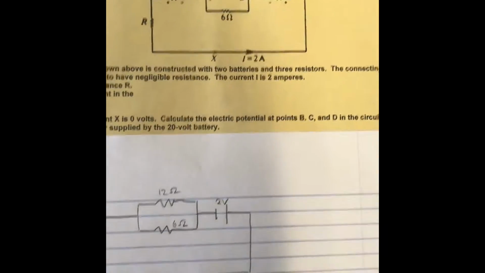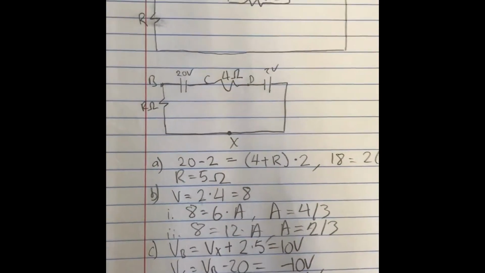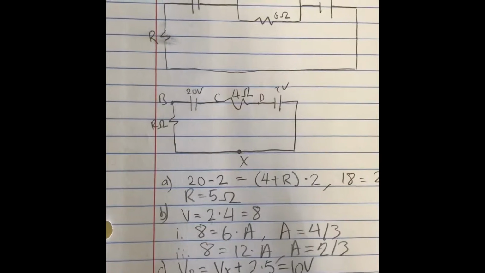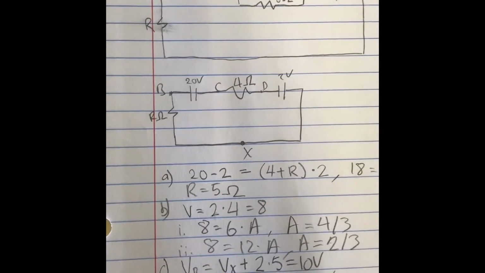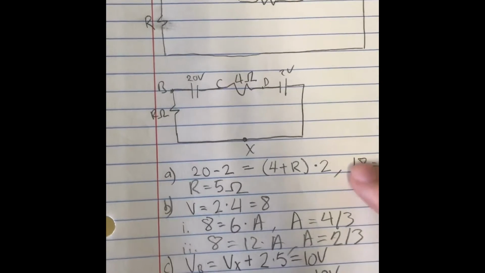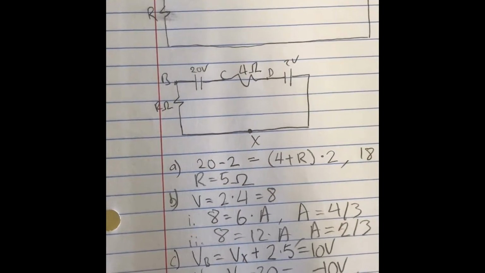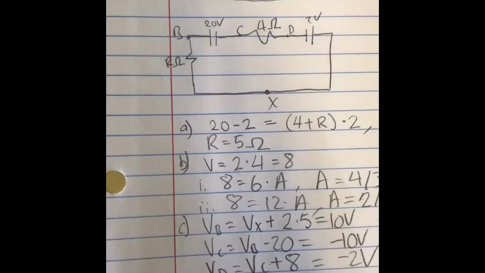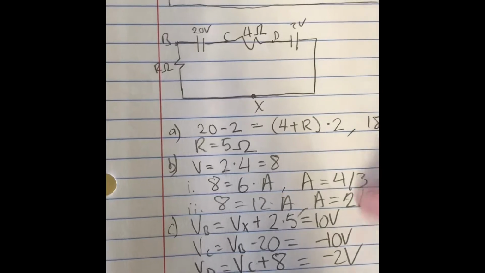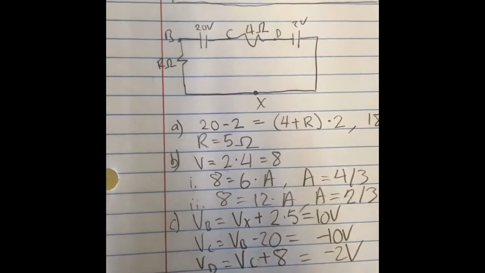Okay, so for part C, it asks, if the potential at point X is 0, find the electric potential at B, C, D. So if X is here and you want to get to B, there's a resistor in the way, so you have to either add or subtract the resistor times the current. We solved that the resistor is 5, and we know that the current is 2, so if you multiply them together you get 10, and we add them because the flow in this circuit is actually counterclockwise. And if we're going from X to B, that's clockwise. So instead of subtracting, we'd add to get 10.